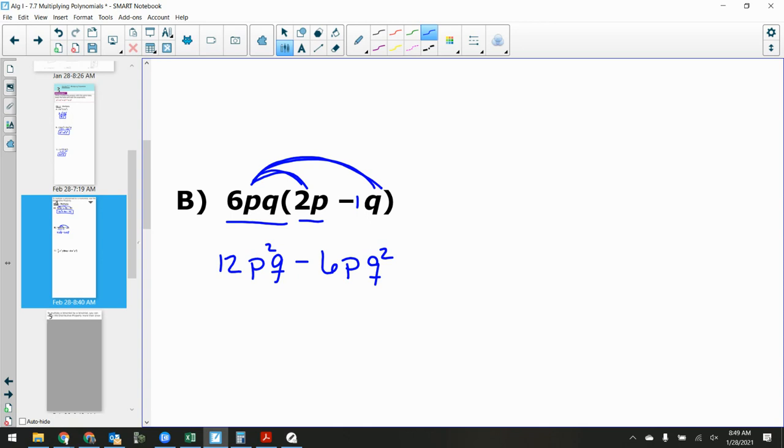Questions about that? And that's it. We leave it like that, unless we could possibly try to simplify it down by combining like terms, but these aren't like terms, so I can't combine them.